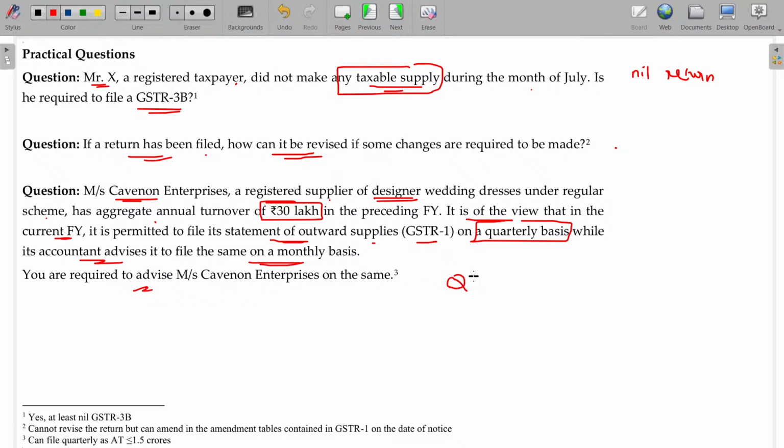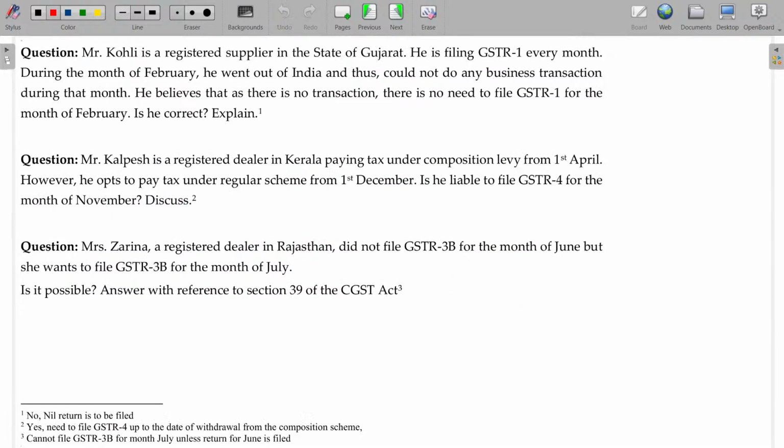Yes, of course, he can go for the QRMP scheme. The quarterly scheme he can go for, as his turnover is less than 5 crores. Earlier it was 1.5 crores for the composition taxpayer. So in the case of composition, you can go for it, but you can cancel this. In the case of QRMP, a new scheme introduced, you can go for the QRMP scheme also.